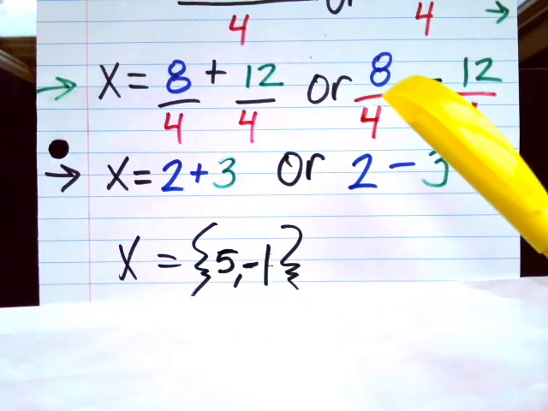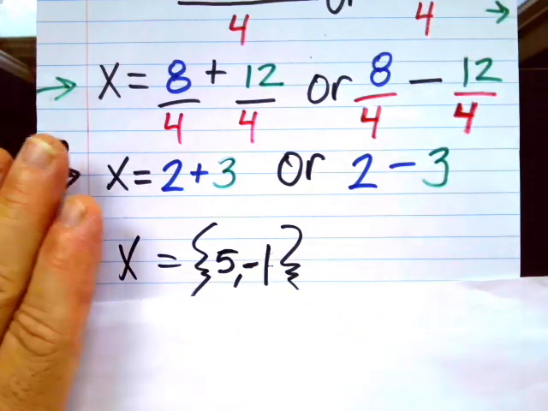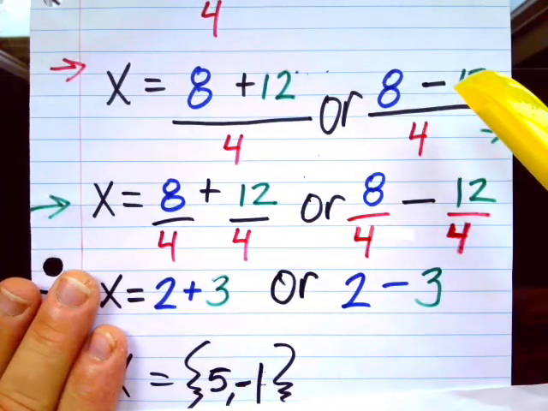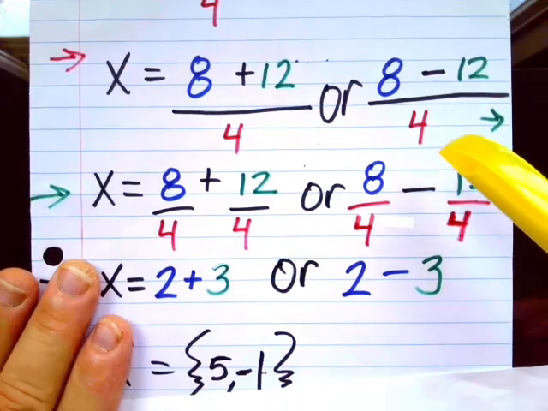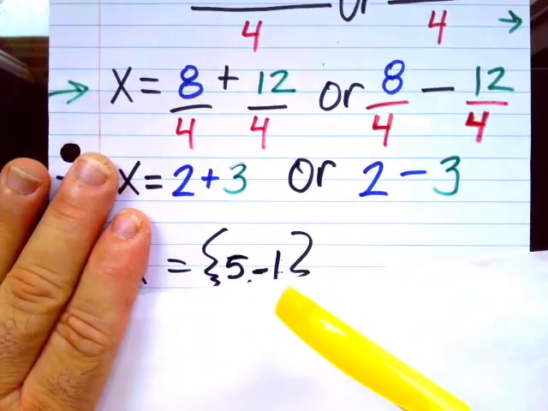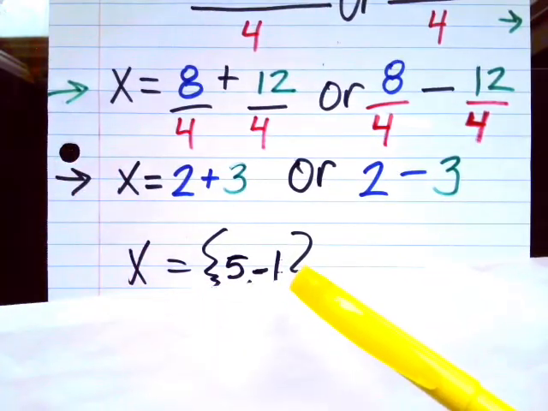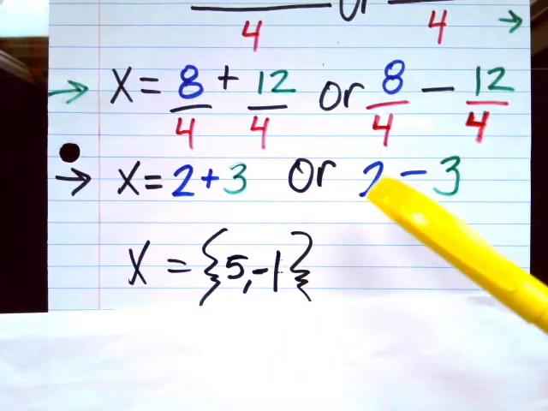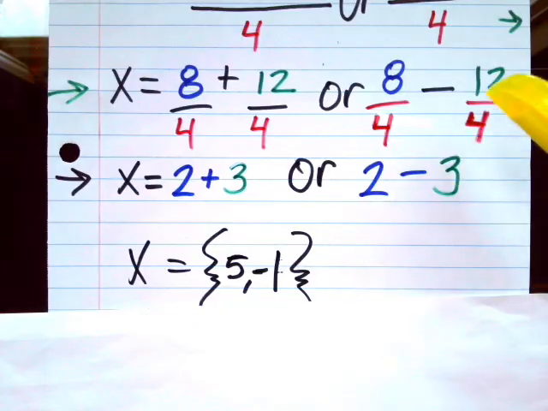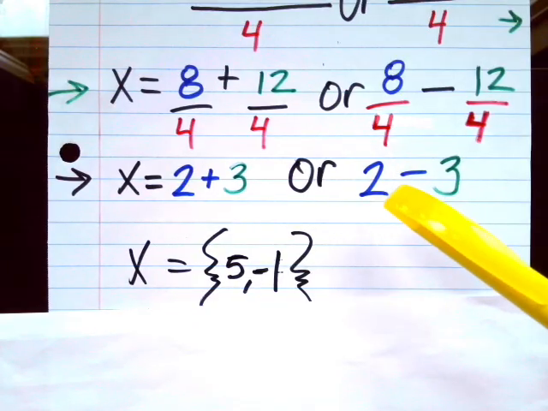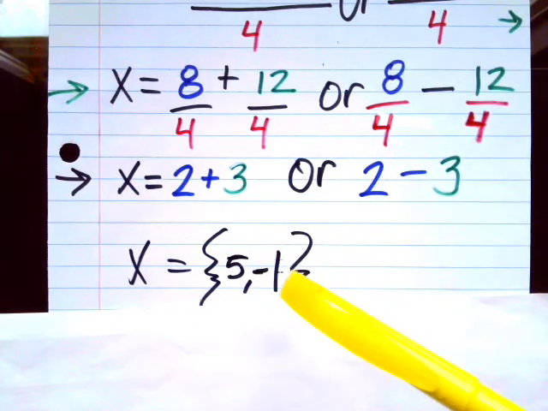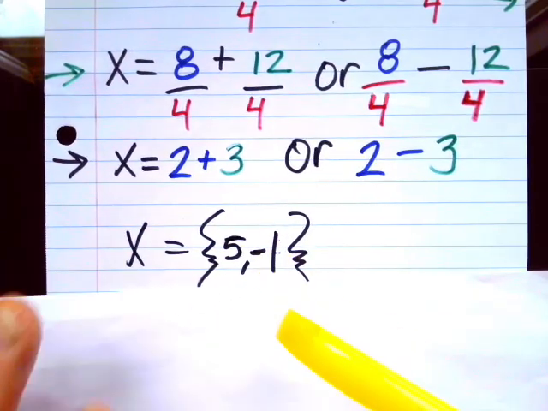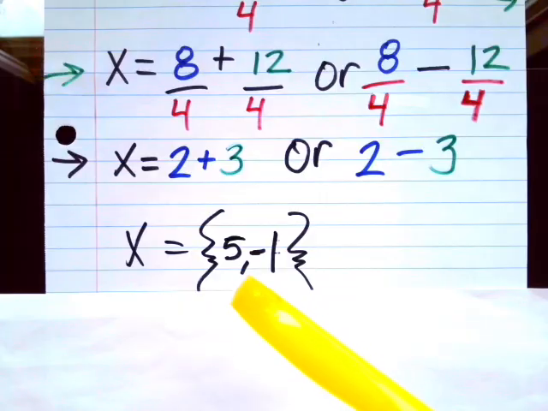And then before, I showed you 8 plus a negative 12 is negative 4. Negative 4 divided by 4 is a negative 1. So I'm showing you that value down here. Or again, 8 divided by 4 is 2, minus 12 divided by 4 is 3. 2 plus a negative 3 is negative 1. So there are many different ways you can come up with these values in the answers shown here.